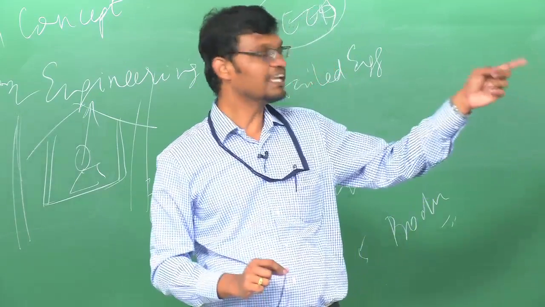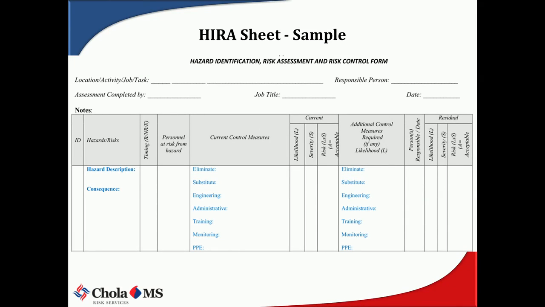Now, this technique is used more to identify your occupational safety and health risks. That is what I want you to get. That is why I gave this example. Okay. It is not a very successful technique for identifying your process hazards.